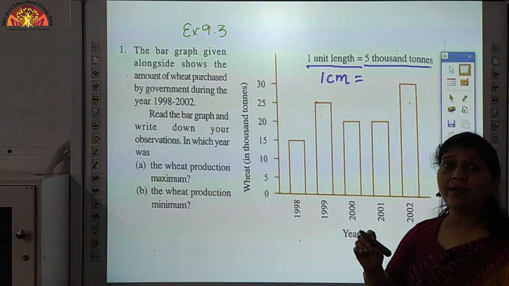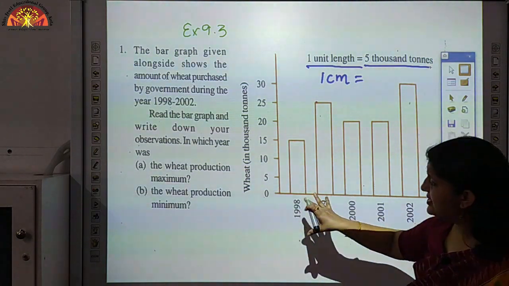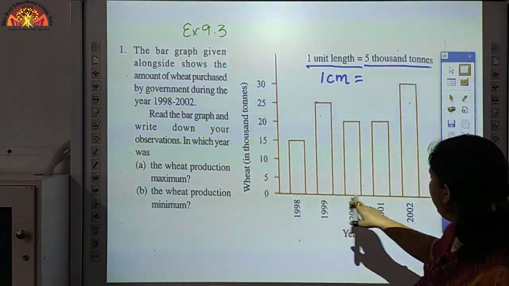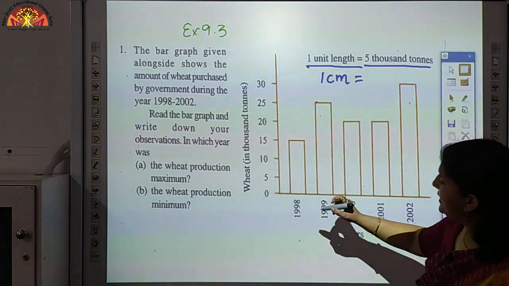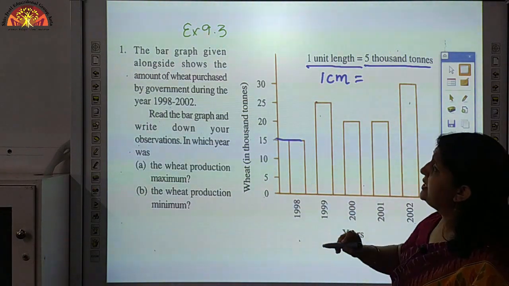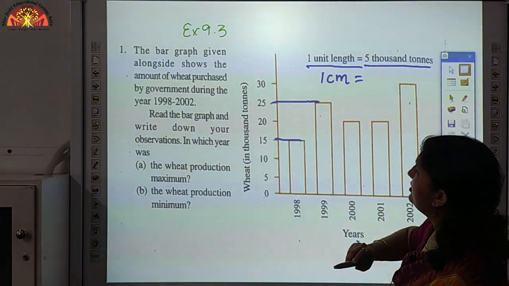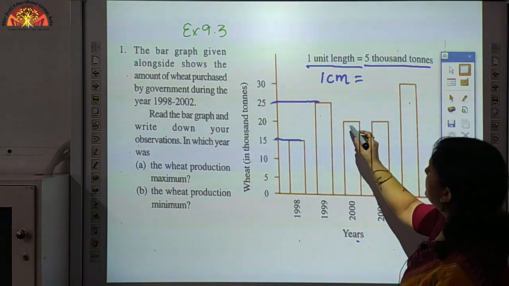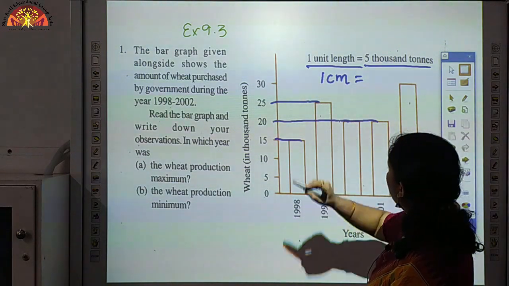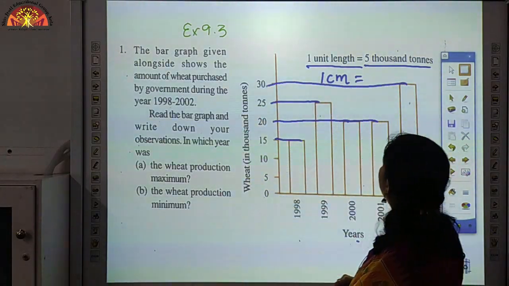So you choose an appropriate scale according to the graph paper size. Now students, in this graph on the y axis we have wheat production and on the x axis we have years. In 1998 wheat production is 15,000 tons and in 1999 wheat production is 25 tons. In the year 2000 wheat production is 20,000 tons and in 2001 wheat production is also 20,000 tons and in 2002 wheat production is 30,000 tons.